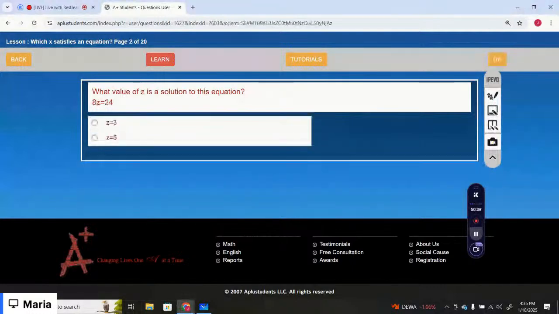Okay, the next one is what value of z is the solution to this equation? You have to isolate the variable z. That is 8 times 3 is 24. So z equals 3.